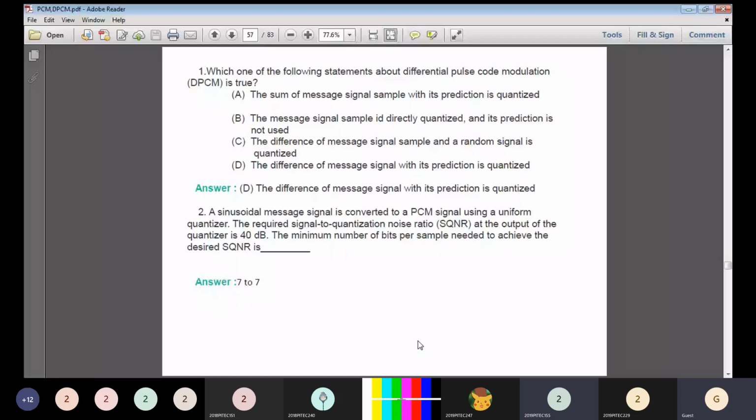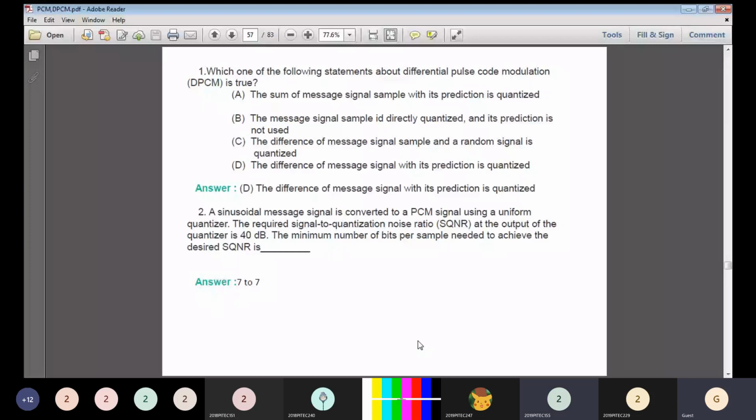So what is the conclusion? Option B, the input, they are taking only the input signal. They won't consider the prediction, right? So this won't be true, because the concept of our DPCM is that the message signal sample and prediction are taken into account. So statement B won't be true.